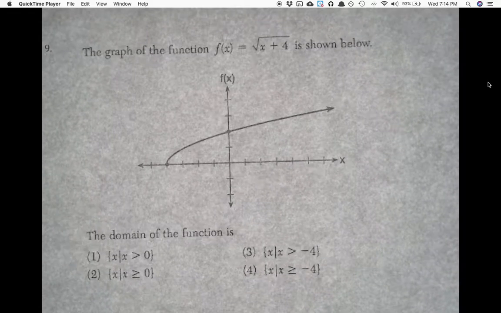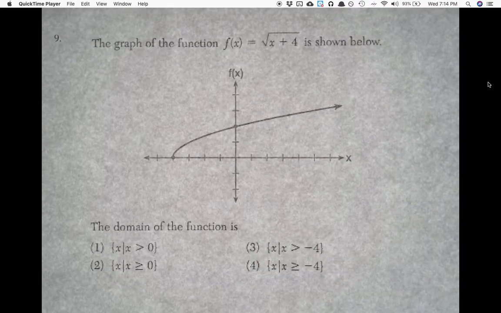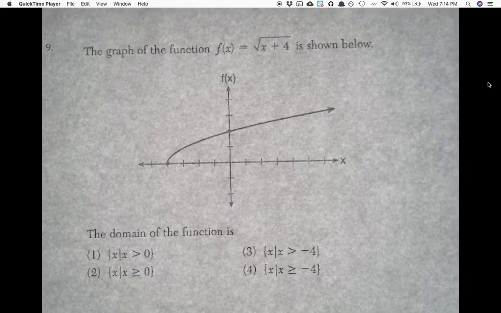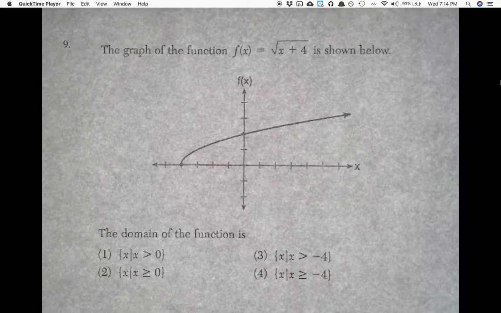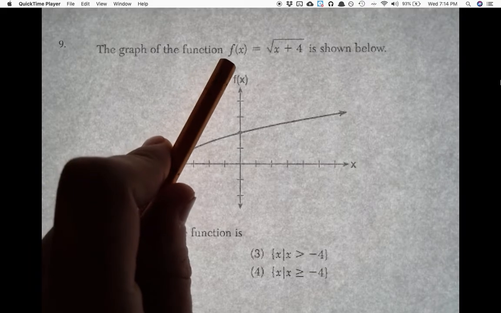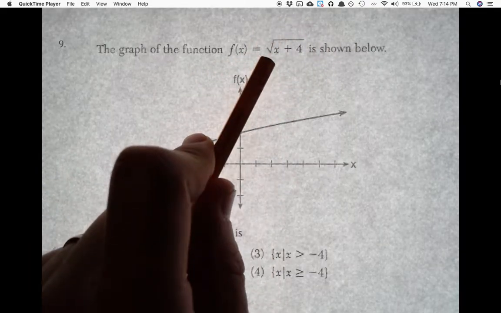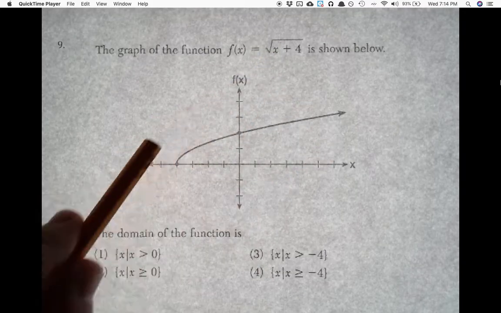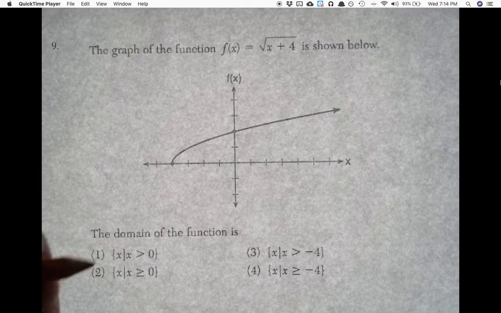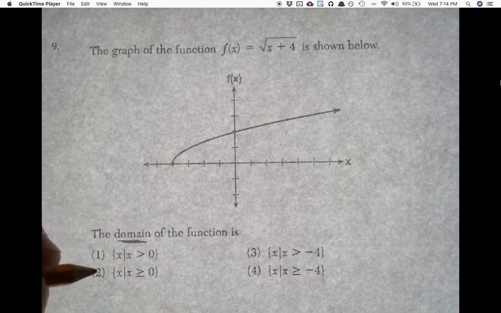All right, so let's take a look at another domain and range, this time of a given graph, and see how this kind of question goes. So for this question on the review packet, question number 9, it says the graph of function f of x is equal to the square root of x plus 4, and it's shown below. That's great. So they gave us the function, but they also showed it to us in a graph. And they're saying the domain of this function is.